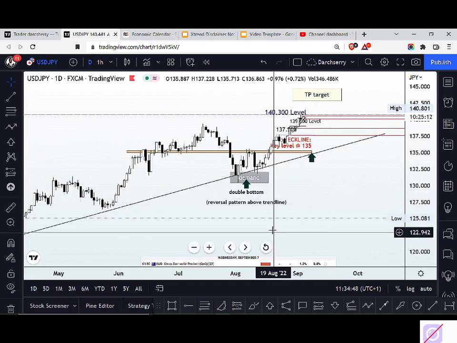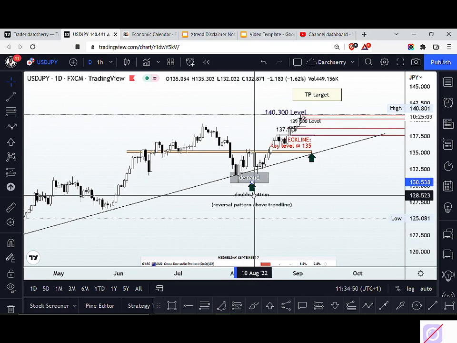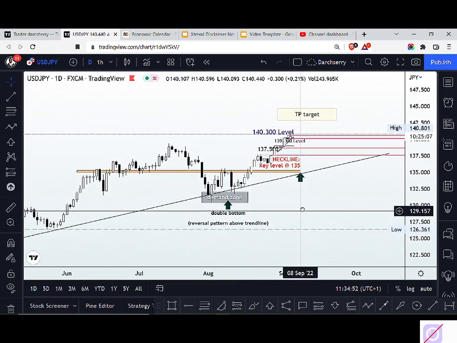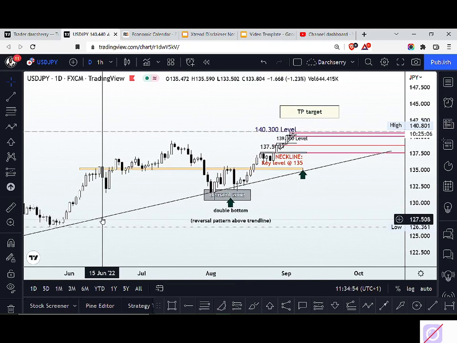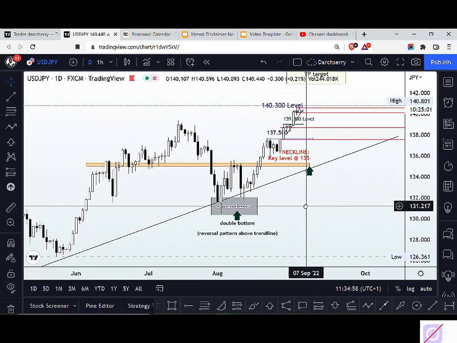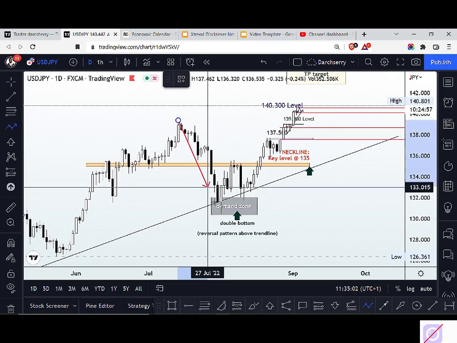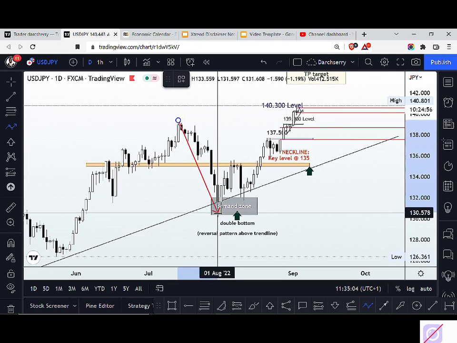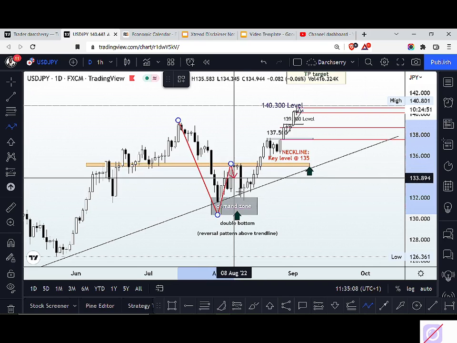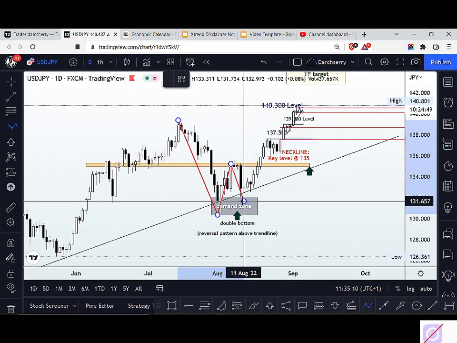Okay, so we have the setup here on the daily time frame. I was able to zoom into the structure between the month of June and now. When we look at that structure, we can see this impulsive move to the downside, which resulted in a double bottom structure. A reversal pattern happened right on the bullish trend line. That's a very good and strong sign of bullish momentum.